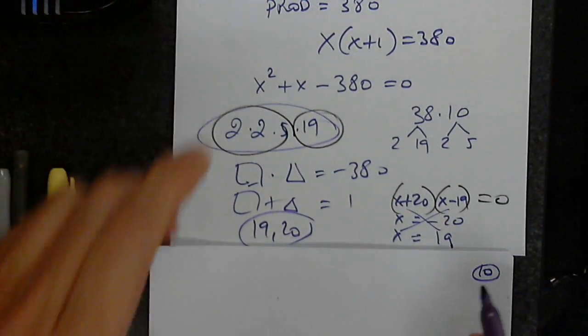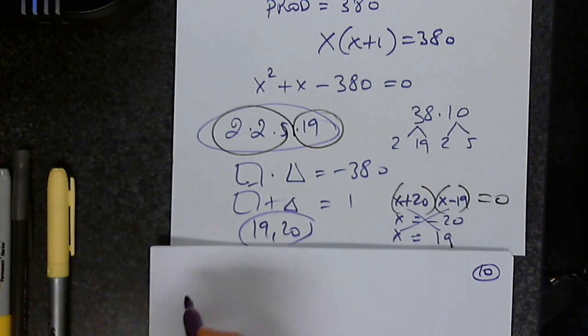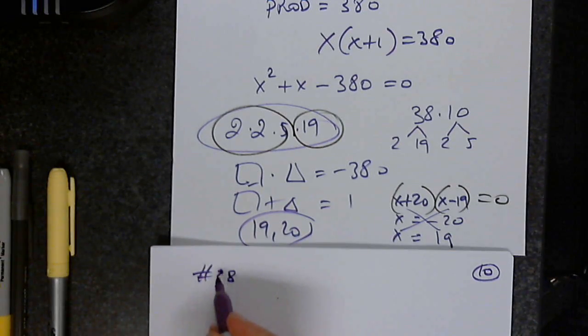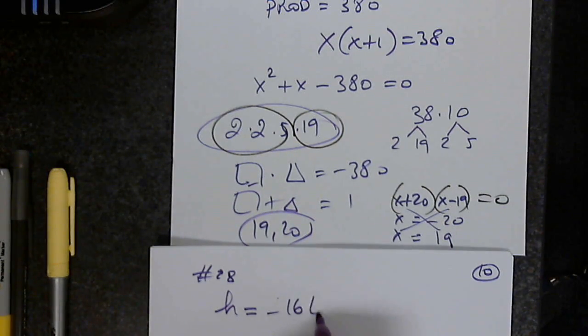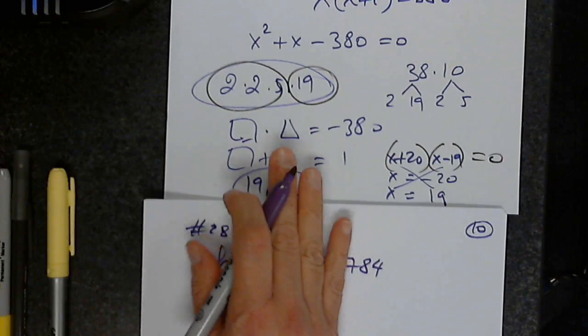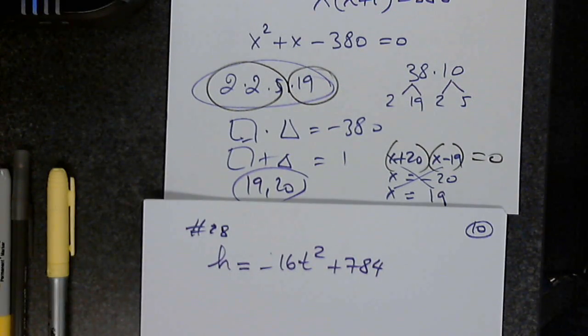Number 10, I meant my page 10. An object is dropped from the top of the Woolworth building on Broadway in New York City. The height of the object, t seconds after it was dropped, is negative 16 t squared plus 784. How many seconds pass before the object reaches the ground?